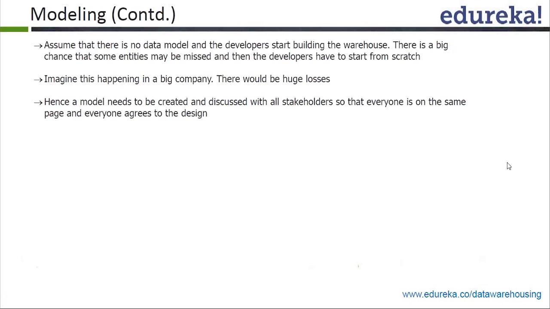So what are the advantages of modeling? Assume that there is no data model and developers start building the warehouse. Once they start building the warehouse, they start implementing everything. They have bought the tools to implement that particular data warehouse, and then they have built the physical tables, and they bought database space or servers to implement the data warehouse, and then they finally realize that, okay, based on our data model, it looks that what we are doing is wrong, and then they have to go back and redo everything.